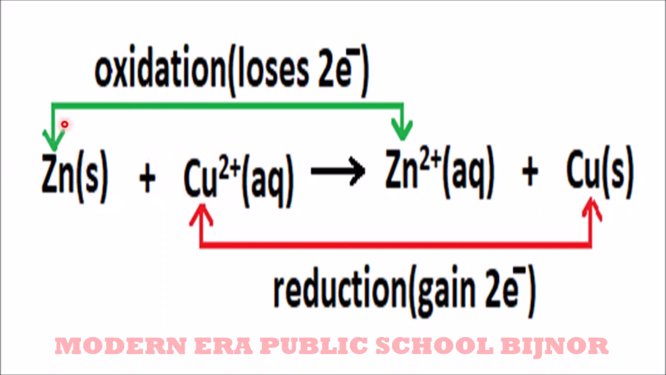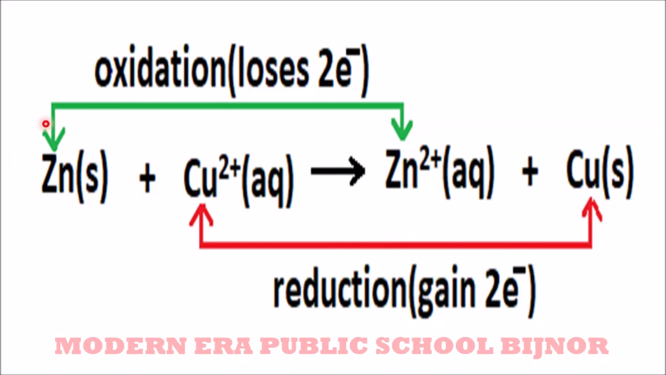So zinc, after removing 2 electrons, becomes Zn2+, losing the 2 electrons, so it is oxidized. And the copper ion, when accepting the 2 electrons, its positive charge decreases, so it becomes copper. We say this is reduced, meaning it is gaining electrons, so it completes the phenomenon of reduction after accepting the 2 electrons supplied by the zinc. So this is a redox reaction, where only the electrons are transferred.